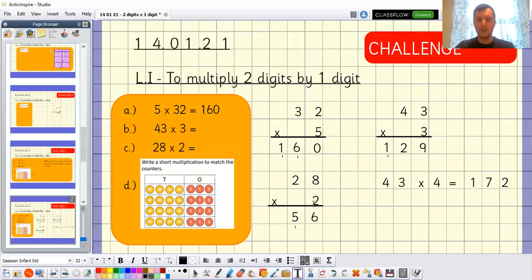Last one, 28 times 2. 8 times 2 is equal to 16. Once again, I can't put 16 in my ones column. I've got to do some more regrouping. The 6 stays there. I take the 10 extra ones to make 1 extra 10. And that's why I've carried the 1 to here.